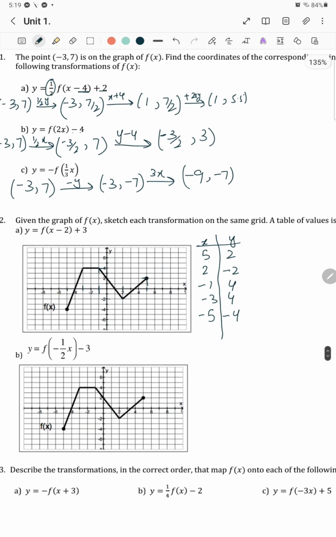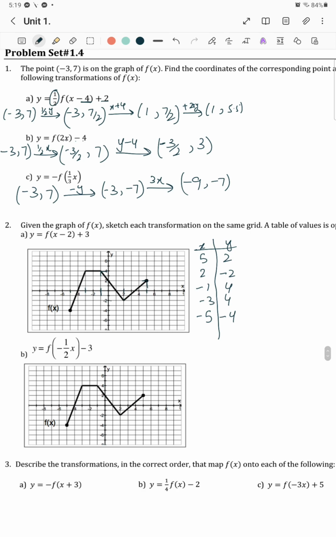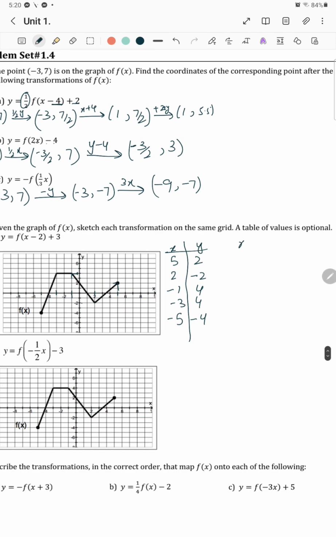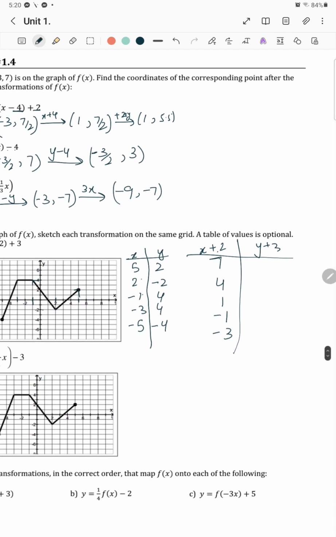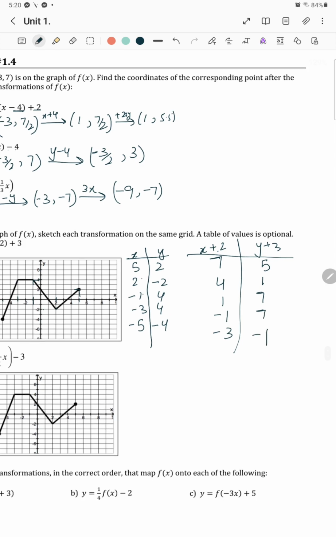And the transformation says to us that x minus 2 means x plus 2 and plus 3 means y plus 3. So the next would be x plus 2, y plus 3. So it will give us 5 plus 2, 7; 2 plus 2, 4; minus 1 plus 2, 1; minus 3 plus 2, minus 1; minus 5 plus 2, minus 3. 2 plus 3, 5; minus 2 plus 3, 1; 4 plus 3, 7; 4 plus 3, 7; minus 4 plus 3, minus 1.